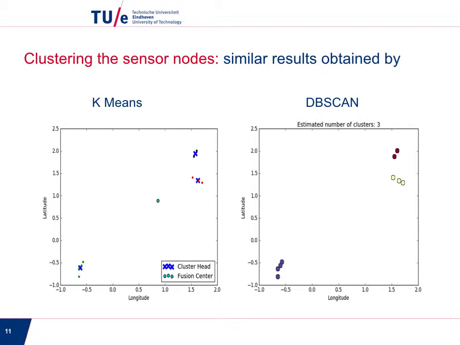Next, we move on to clustering the sensor nodes. For this, k-means was used. I also did this using DBScan, and from both, similar results were obtained. With k-means, the number of clusters need to be specified in advance, for which a preliminary data analysis is necessary. Here we obtain 3 clusters. Here the blue cross represents the cluster head, and the green circle here represents the optimal location for locating the fusion center.